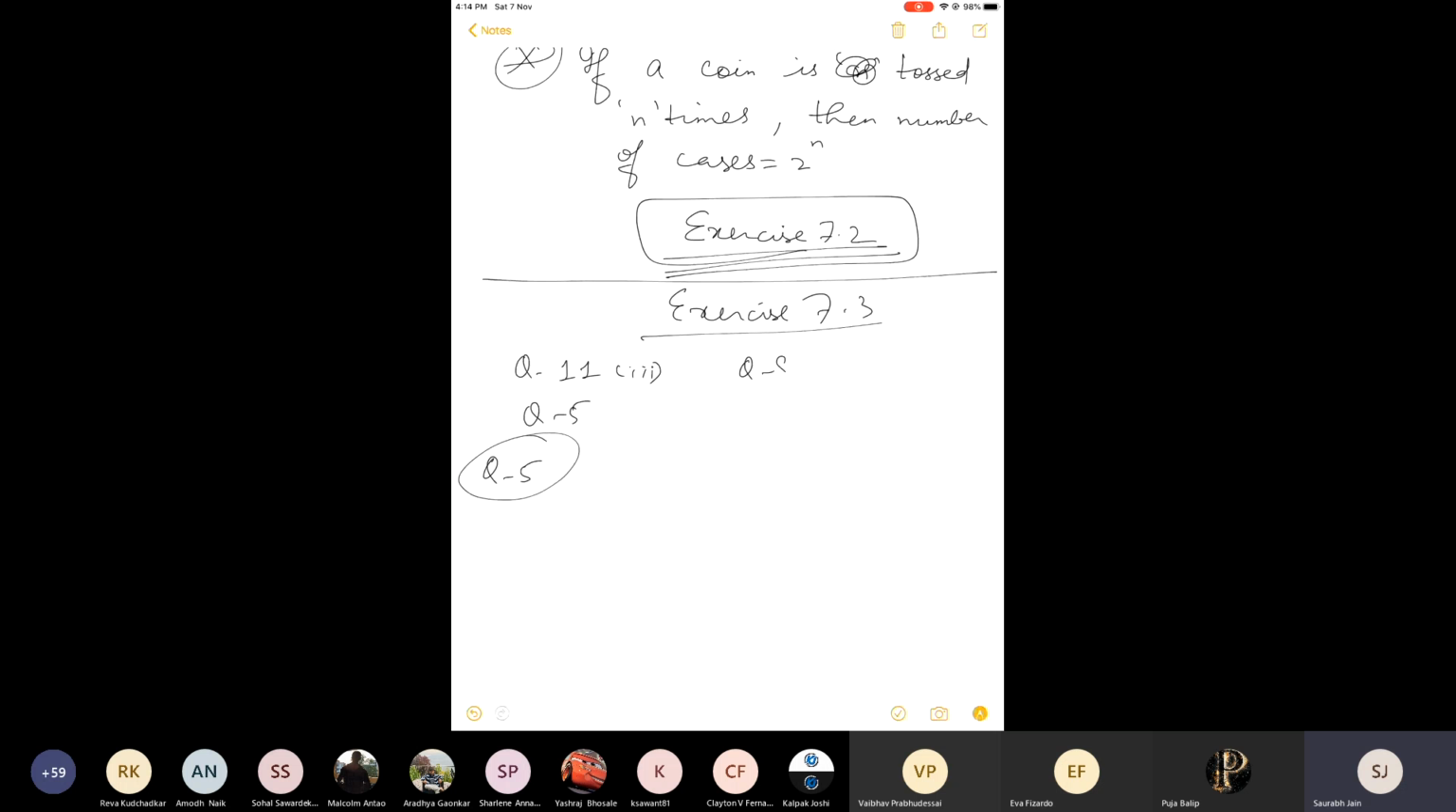Question number 5. Yes, can anyone explain? So 8P2. 8P2, that is absolutely correct, not question 8. All right, you are giving the answer. So 8P2, this is correct, because that's permutation.